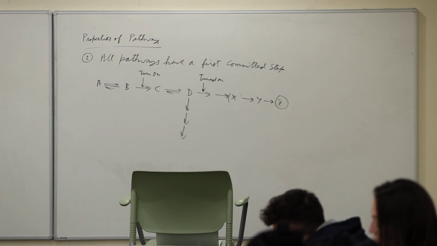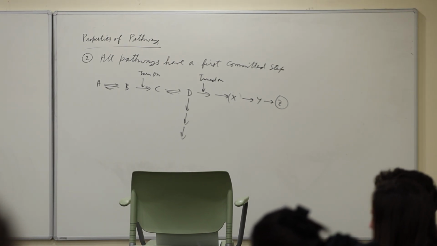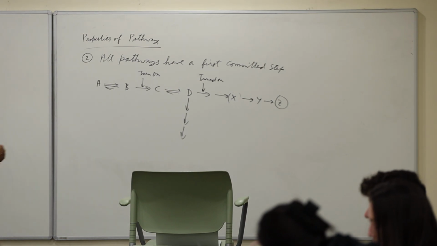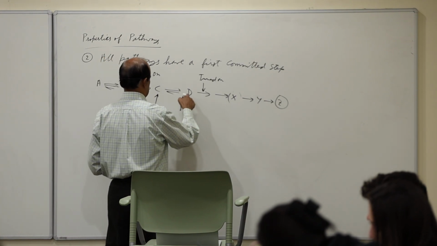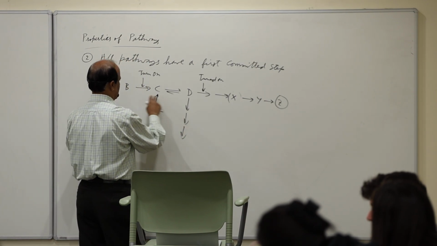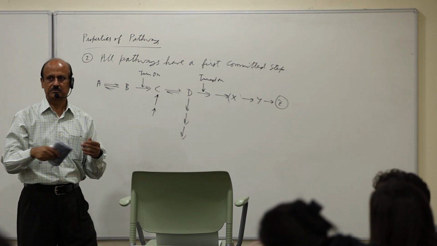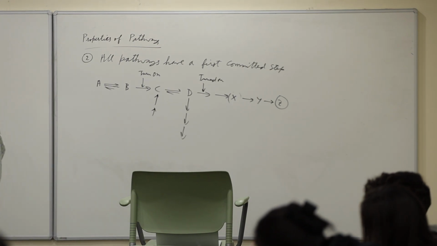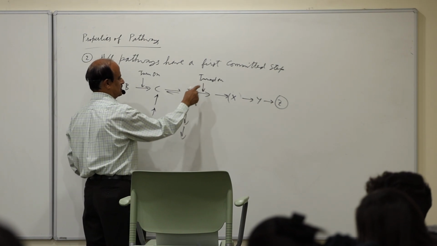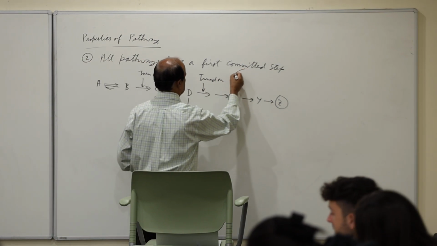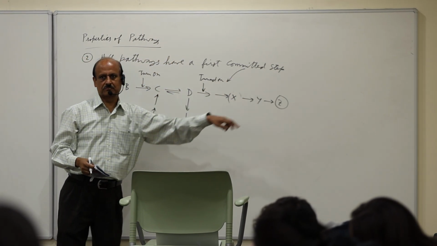So what is the first committed step? It is the first irreversible step after the last branch in that pathway. There may be other branches, so there may be a branch here coming in this direction, and one branch going in this direction. So which is the last branch here is this one, and the first irreversible step after that one, because irreversible steps are the ones that are regulated, not the reversible ones. So the first irreversible step after the last branch is the first committed step. So first committed step is this one, because if this is turned on, then the rest of the pathway will happen.